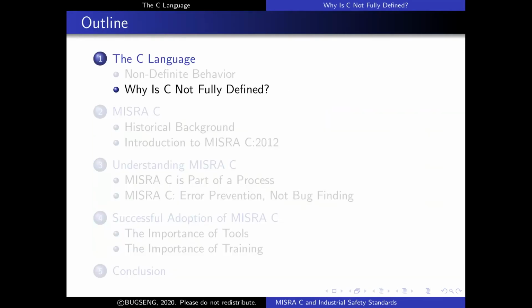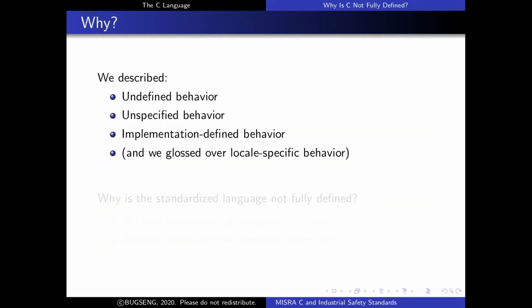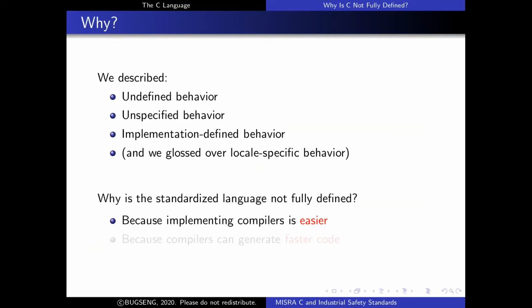Now, why is C not fully defined? There are so many undefined, unspecified, implementation-defined behaviors in the language. We are talking about hundreds of those. And we passed over locale-specific behavior, which is not very relevant to this talk, so I will skip it completely. So the reason why the standardized language is not fully defined is because implementing compilers is much easier this way.